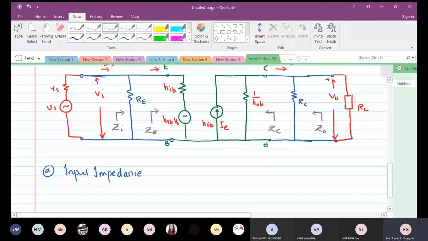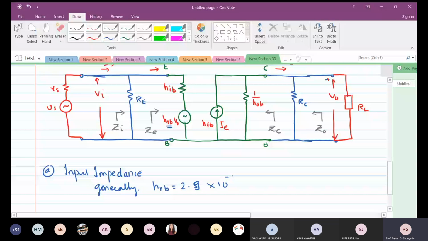What is the value of HRB from the table? Can anyone find out? We already had the table, no? In one of the lectures. Typically HRB is equal to 2.9 into 10 to the power minus 4.